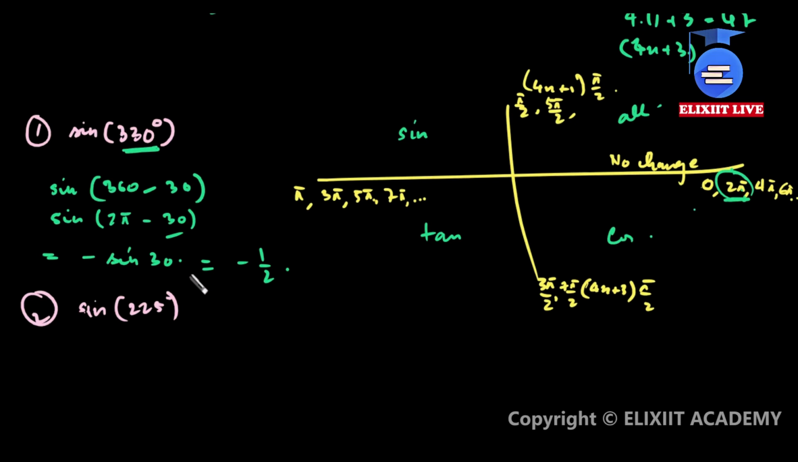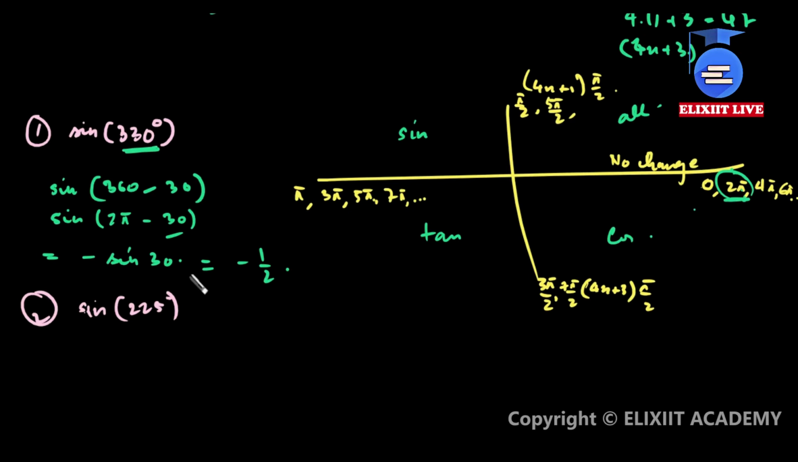Correct. Panit, Shorab, correct. Others? Sine 225 degree, you are getting minus 1 by root 2. Correct. Minus 1 by root 2 is the right answer.